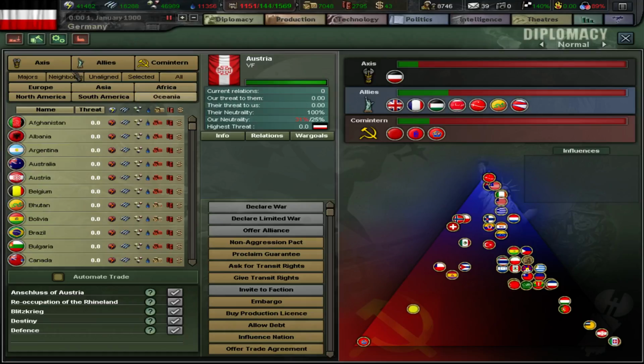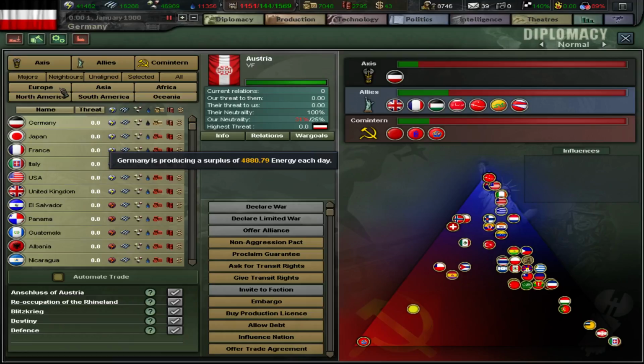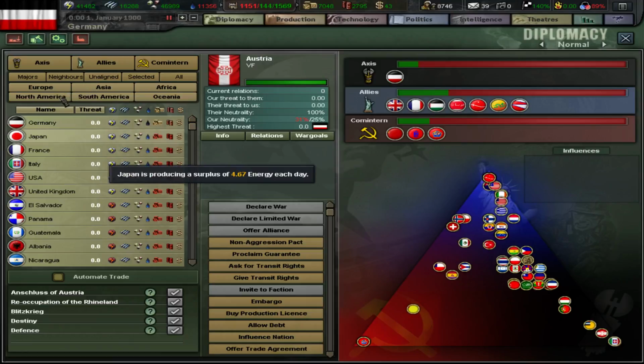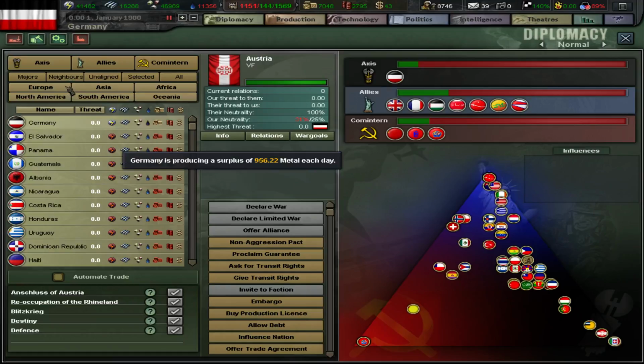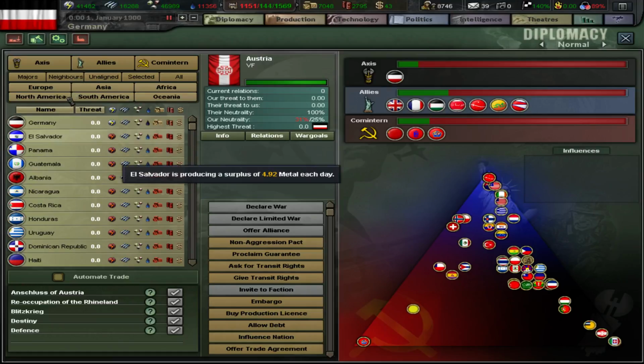I believe this is going to all countries. Oh no, wait, sorry, it wasn't set to all. So Japan has the highest at 4.6 energy a day surplus. So I'm just going to click it twice. We're the only ones with a surplus of metal right now. Oh no, wait, sorry. El Salvador, not including us, is sitting at 4.9.